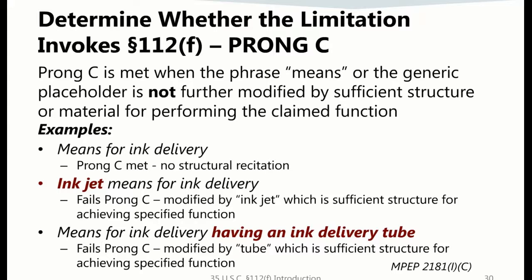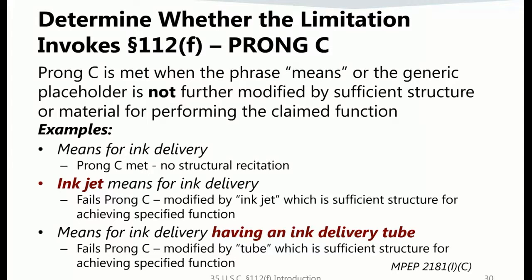Prong C is met when the phrase "means" or the generic placeholder is not further modified by sufficient structure or material for performing the claimed function. For example, the claim recitation of "means for ink delivery" does not include any structural recitation. Therefore, prong C is met.